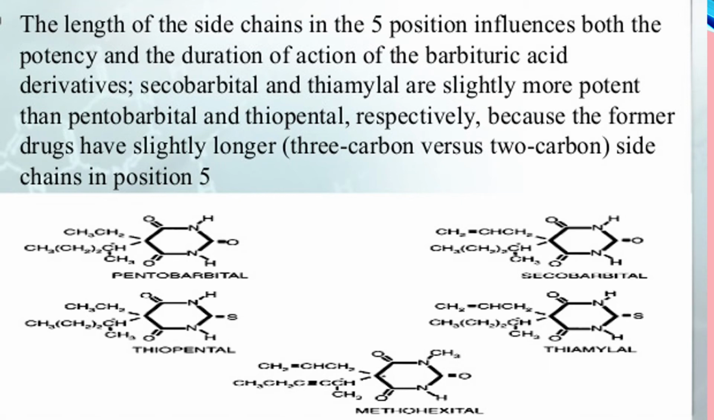The length of the side chains in the 5 position influences both the potency and the duration of action of the barbituric acid. Secobarbital and thiamylal are slightly more potent than pentobarbital and thiopental respectively, because the former drugs have slightly longer side chains in position 5.